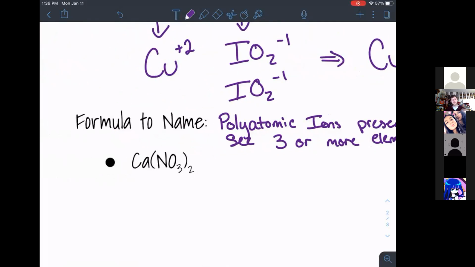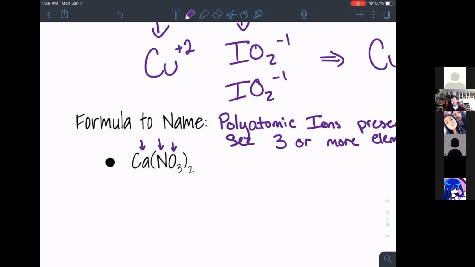So if we look at this one, let's first count how many different elements we have. 2. Careful, not just 2. Oh wait, 3. We have 3 because calcium, that is a lowercase a, so that's 1. N by itself is another one, and O by itself is another element. So we have 3, which means there is a polyatomic ion present.